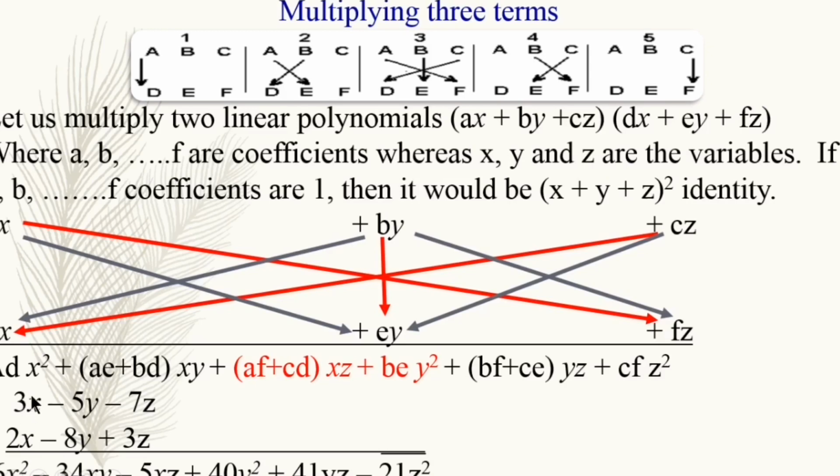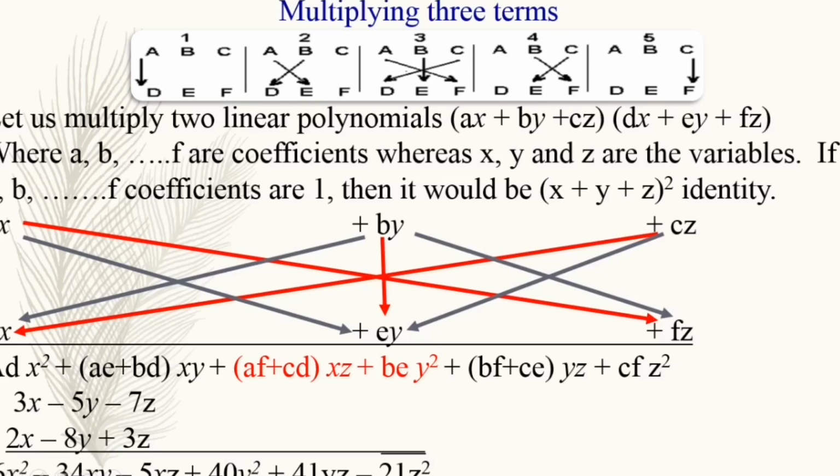So we vertically multiply 3x with 2x to get 6x squared. Then we cross multiply these two. So minus 10xy minus 24xy to get minus 34xy. Then we cross multiply these two. 3x into 3z is 9xz, and 2x into minus 7z is minus 14. So minus 14 and plus 9 gives you minus 5xz, and here the vertical multiplication gives you a y square value, so it is plus 40y square.